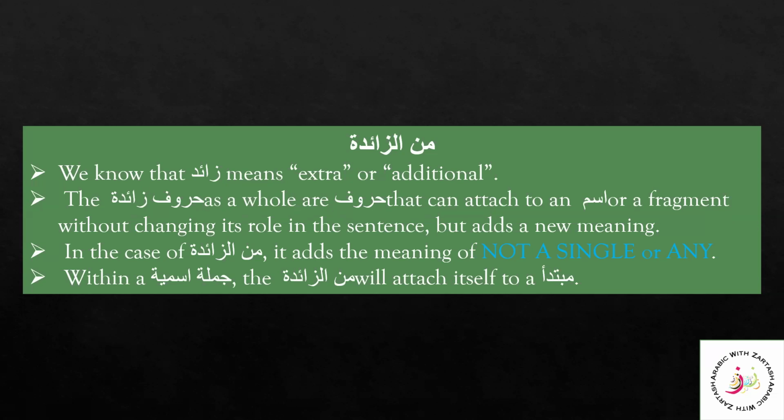We know that zaid means extra or additional. So this min zaida is, you can say, an add-on to the sentences, a jumla fi'liya or jumla ismiya. That is why it is called min zaida. The huruf like ba zaida, min zaida, they are all as a whole. They can be attached with an ism or a fragment without changing its role in the sentence.